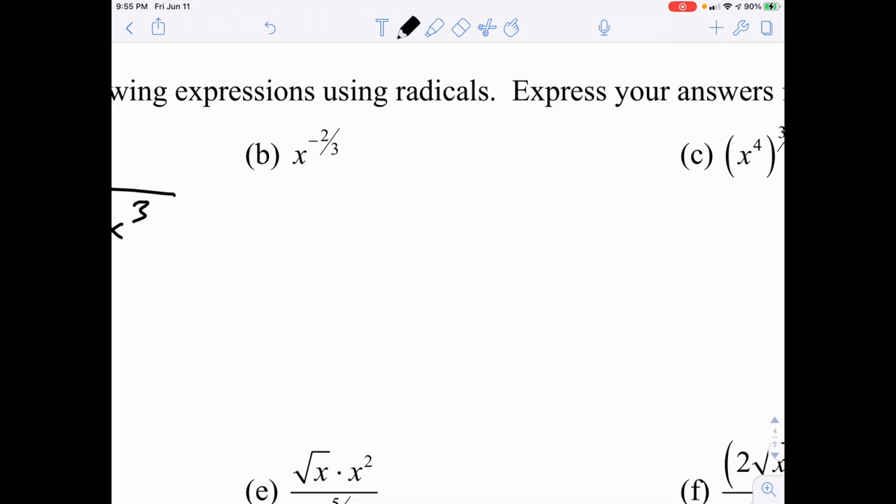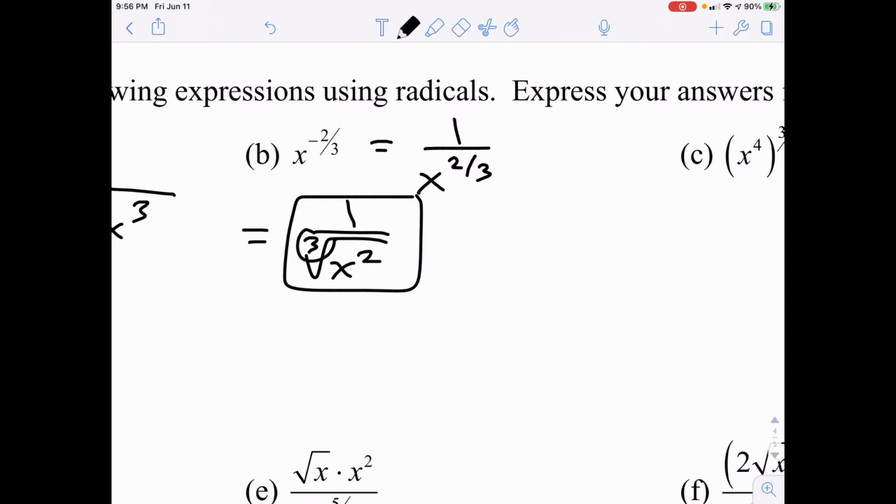Part B. Let's begin by writing this as a positive exponent. So x to the negative 2/3 would be 1 over x to the positive 2/3. We can rewrite this as 1 over the cube root of x squared. And there's nothing more that I can do to simplify that, because the root is bigger than the power. You can only simplify it when the root is even or smaller than the power.